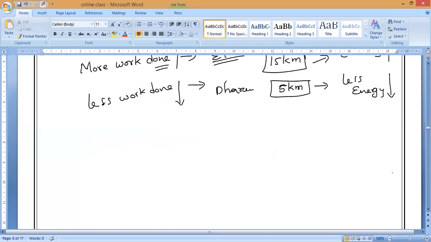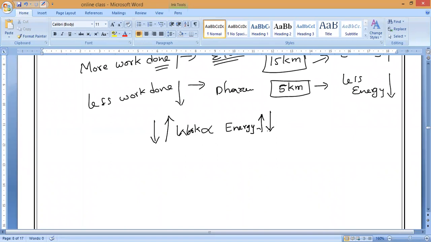So from that we can say, work done is directly proportional to the amount of energy available. Is it yes or no, guys? Please respond. Yes, sir. So you can do more work. If you are doing more work, it means you have more energy. If you are doing less work done, it means you have less energy. That is the relationship between work and energy.